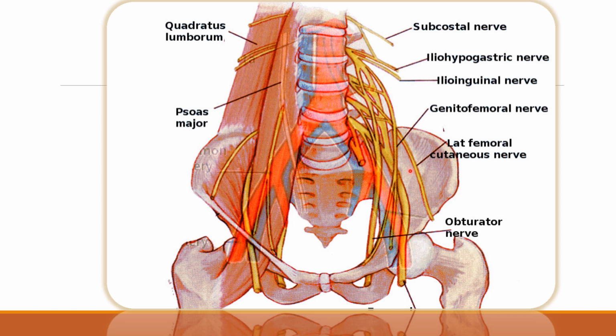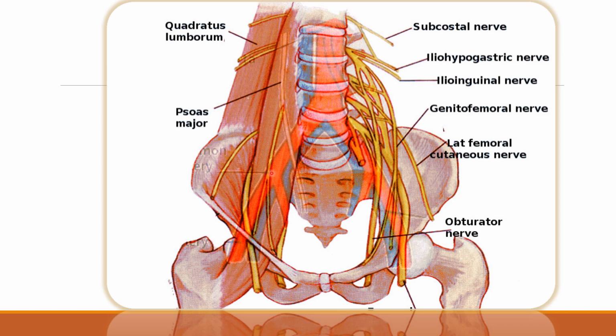The next one is the genitofemoral nerve. This is formed by the union of the ventral rami of L1 and L2 lumbar nerves. This nerve pierces the psoas major muscle and the psoas fascia, and it lies behind the ureter. It passes just above the inguinal ligament, and above the inguinal ligament it divides into the genital branch and the femoral branch.